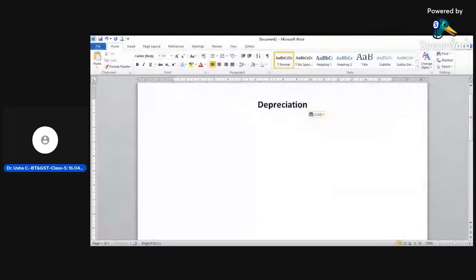No, definitely not. As per the Income Tax Act, certain fixed rates of depreciation are specified for certain fixed assets. Like for land and building, there is one depreciation rate. For plant and machinery, one depreciation rate. For furniture and fixtures, there is another depreciation rate. For motor car, there is a separate rate of depreciation. For intangible assets, there is a separate depreciation rate. Like this, it is decided as per the Income Tax Act of 1961.